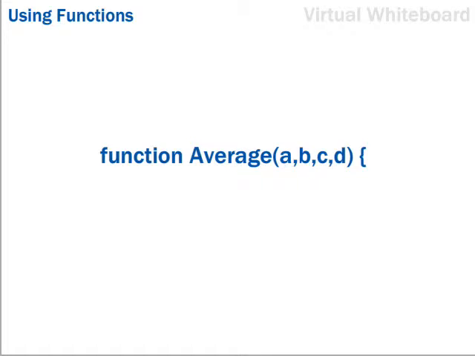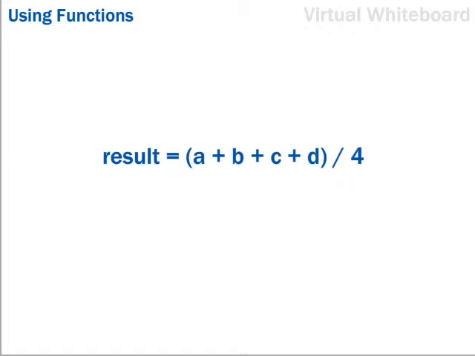Next, the function needs to calculate the average of the 4 parameters. You can calculate this by adding them and then dividing by the number of parameters, in this case 4. Thus, here is the next line of the function. This statement creates a variable called result and calculates the result by adding the 4 numbers and then dividing by 4.